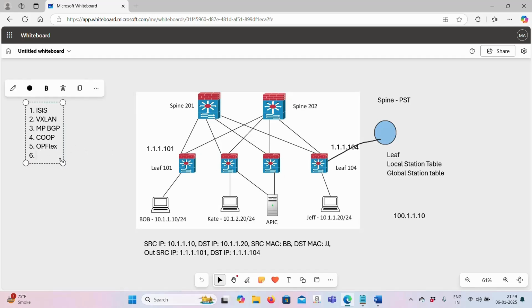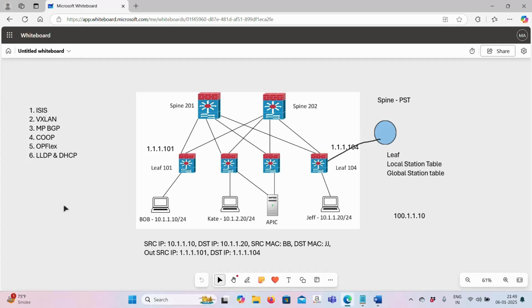The next protocols we have are LLDP and DHCP. So what is the use of LLDP and DHCP in ACI, guys? LLDP is basically used for the discovery of your leaf and spine switches. Once these devices are discovered, they need loopback IP addresses to participate in the VXLAN. These loopback IP addresses are assigned by the APIC controller with the help of DHCP. That's how these protocols work in the ACI fabric, guys.